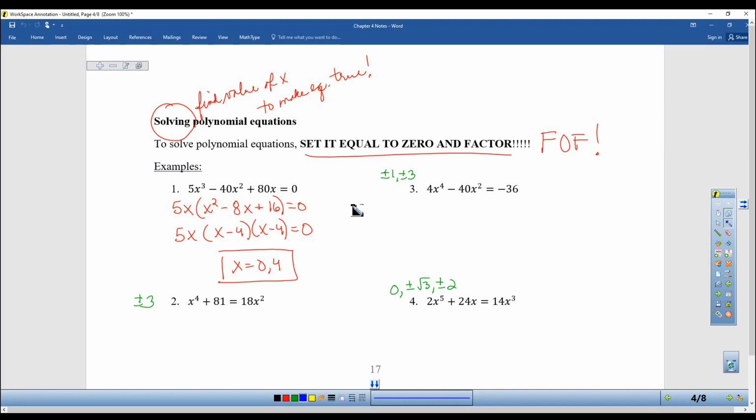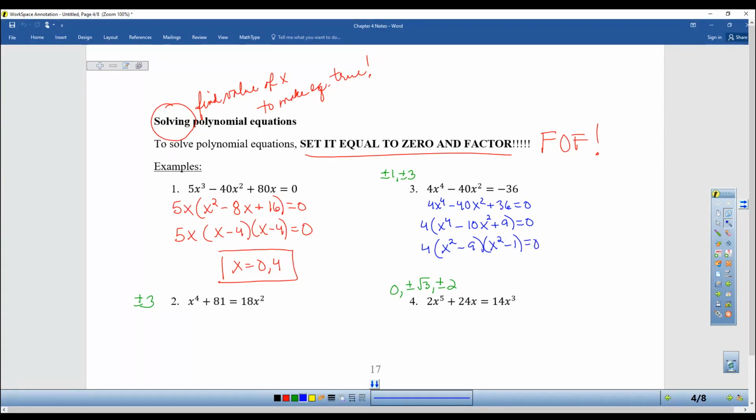So set it equal to 0, which we didn't have to do on number 1. That was already done. So 4x to the 4th minus 40x squared plus 36 is equal to 0. I can take out the 4, which gives me x to the 4th minus 10x squared plus 9 is equal to 0. Oops, there's a square there. X squared minus 9 times x squared minus 1.